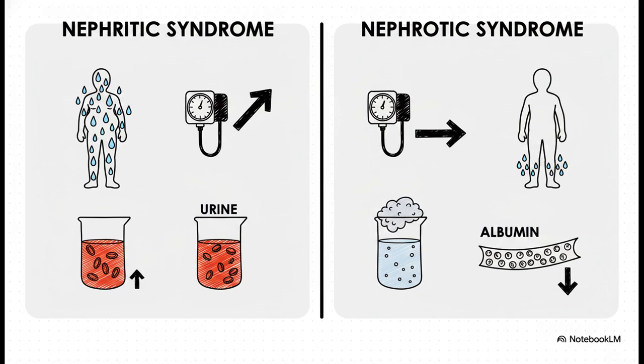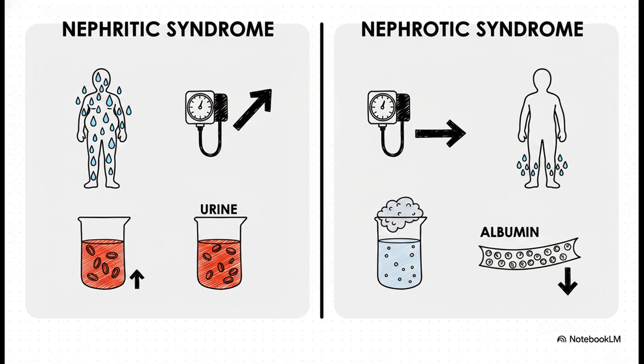On the left, PSGN is your textbook example of nephritic syndrome. It's an abrupt onset. You have that overfill edema from too much volume, high blood pressure, and a very active urine with blood and red blood cell casts. And all of this is happening with a normal albumin level in the blood.